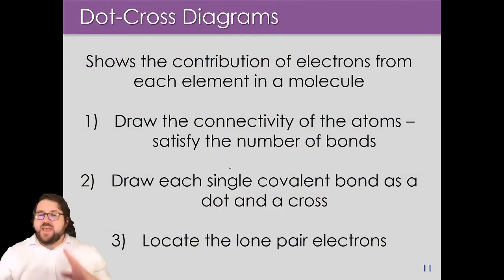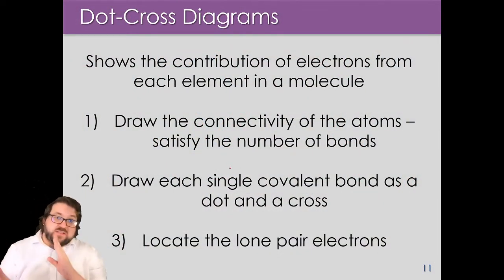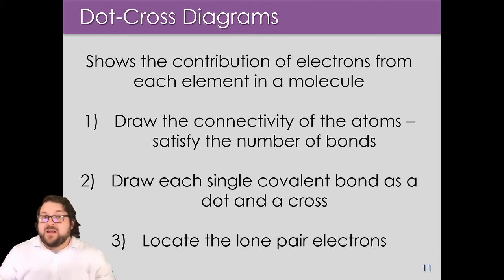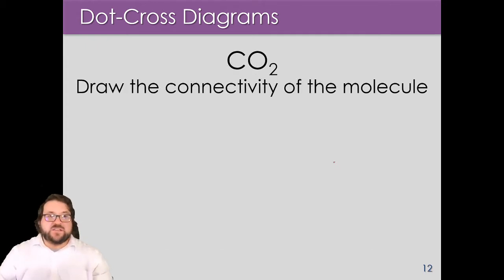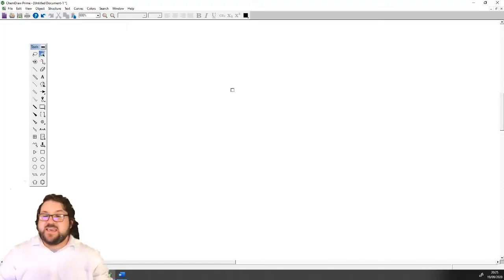Then you've got to draw each single covalent bond as a dot and a cross. And then finally, we're going to locate the lone pair electrons. So let's start with CO2. I'm going to do this one as an example, and then there'll be some ones after for you to do.